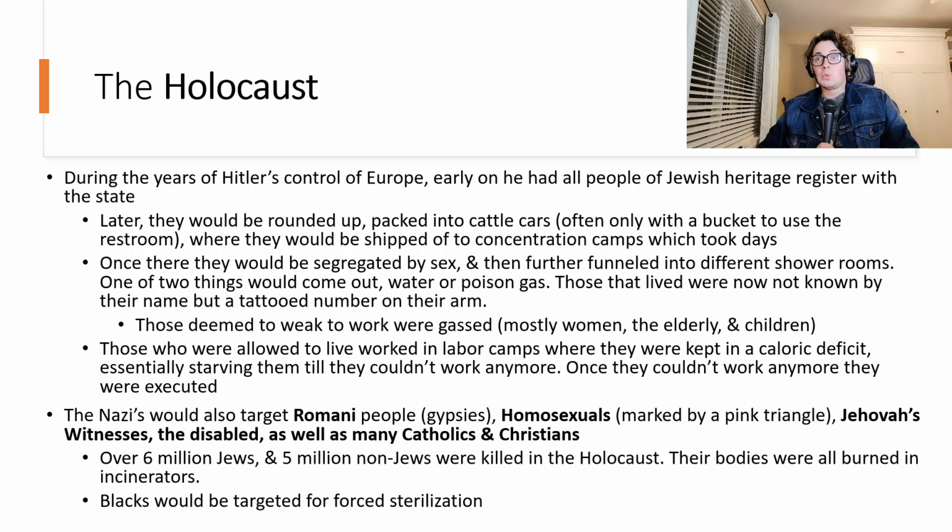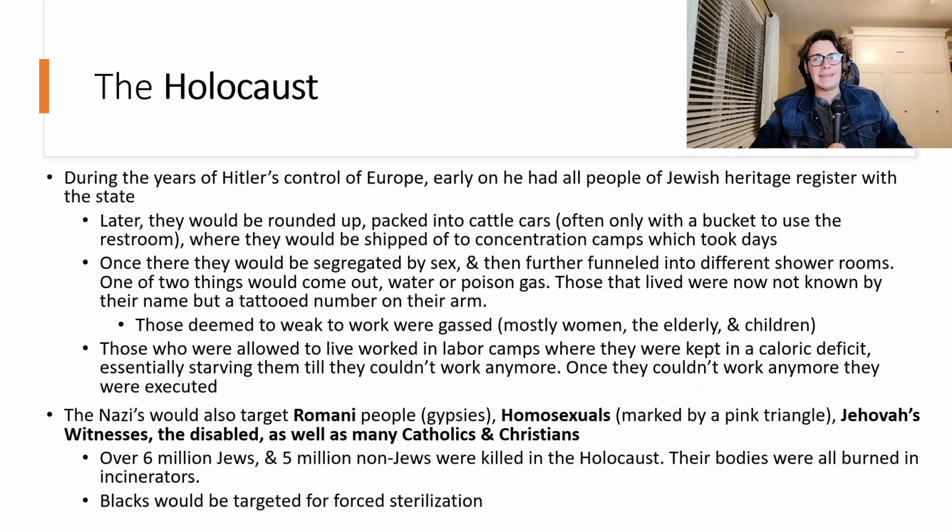Later on, he's going to round them up and pack them into cattle cars. They're going to be thrown in these cars for days on end, dozens and dozens, if not hundreds of people in one car, sharing a single bucket to use the restroom. They're shipped off to concentration camps, which again often took days. They're tired, they're hungry, they're smelly, they're disgusting because they've been cramped up in this cattle car, and all that they want to do is just get a hot meal and take a shower.